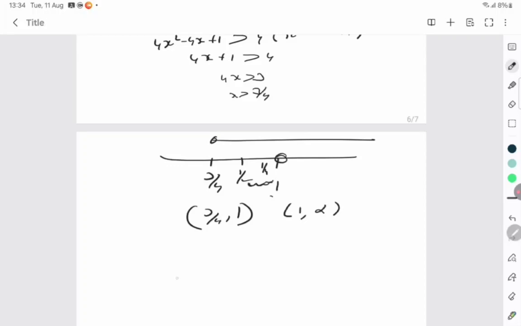So all these values I am not able to put. The values which are lying between half and 1 I am not able to put, right? I am not getting an answer. So I can put only 3 by 4 to half. Half to 1 I am not able to include. Then 1 to infinity I am able to include. I have to verify this answer.